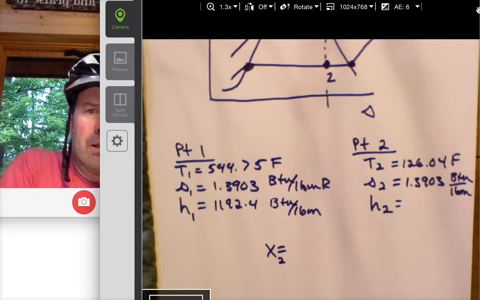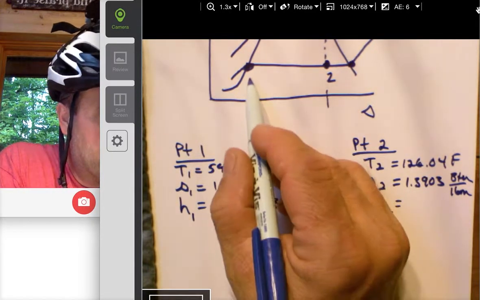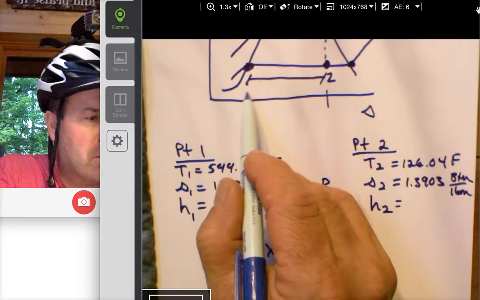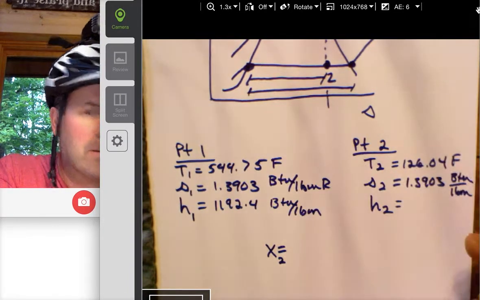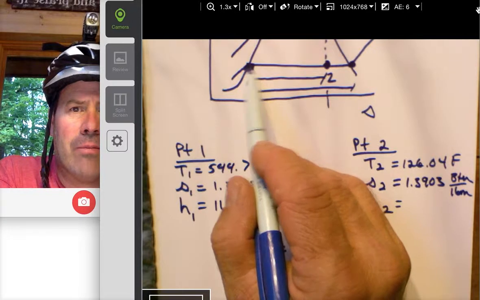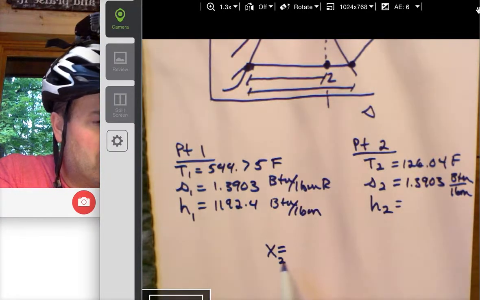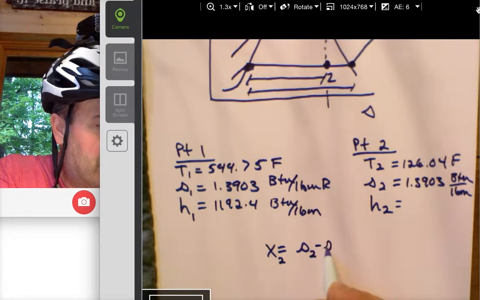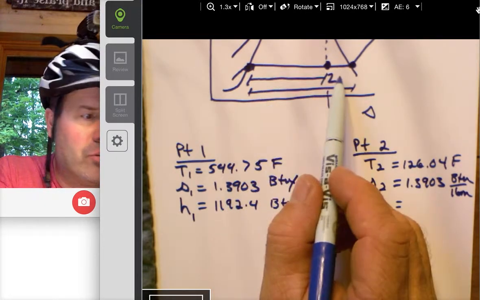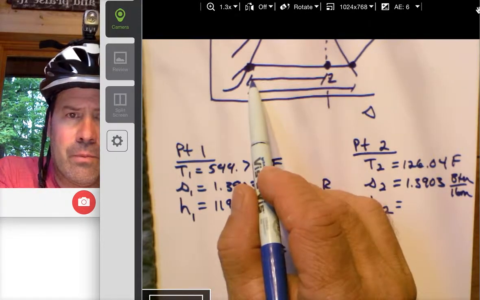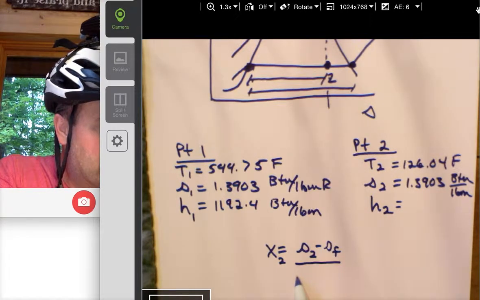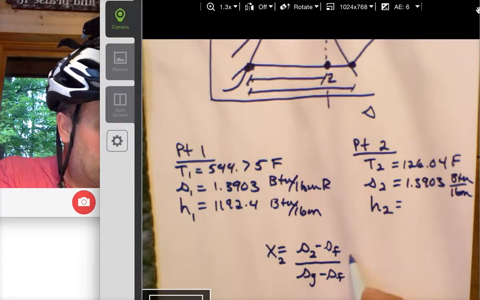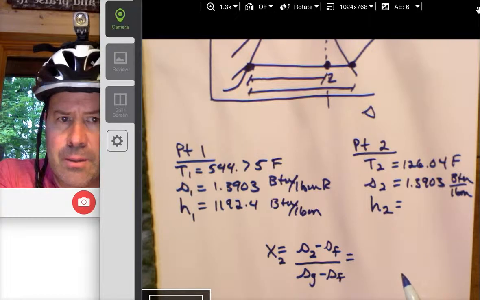And I'm going to say that the entropy, or the quality, is this distance over that distance. It's what percentage of the way am I from saturated liquid to saturated vapor. Well, my next proposal is that that's S2 minus SF. That would be the top distance, S2 minus SF. And then the bottom distance is SG minus SF. And all of these are readily available in the table.